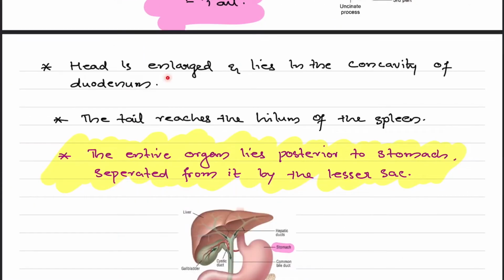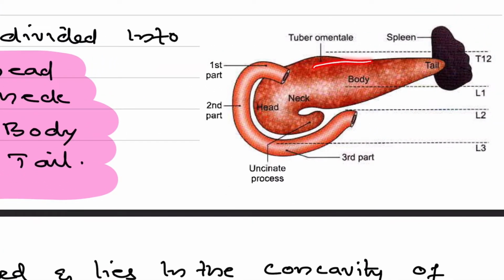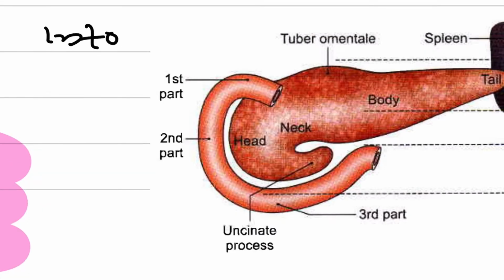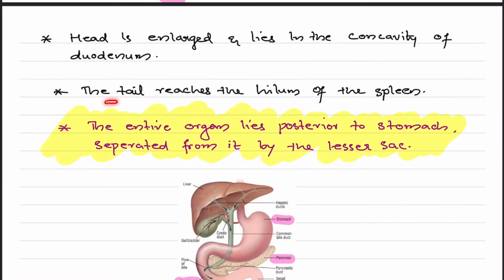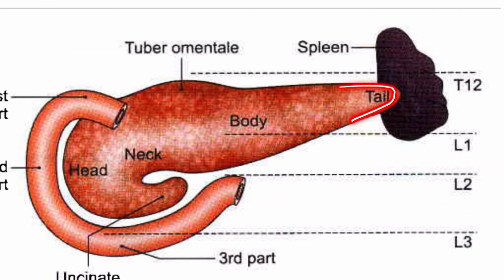Next, the head is enlarged and lies in the concavity of the duodenum. See, compared to the body, the head is enlarged. Where it lies, this is your duodenum. This is the first part of duodenum, second part, third part and fourth part. So see, the head is enclosed by the duodenum. The tail of the pancreas reaches the hilum of spleen. See, tail of the pancreas, this is the hilum of spleen.